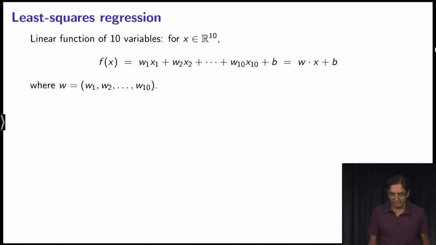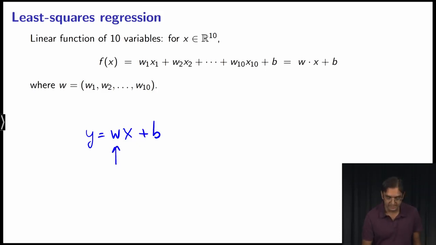So when we have just one variable, x, a linear function of x would be something like this. y equals wx plus b, where w is the slope and b is the intercept.